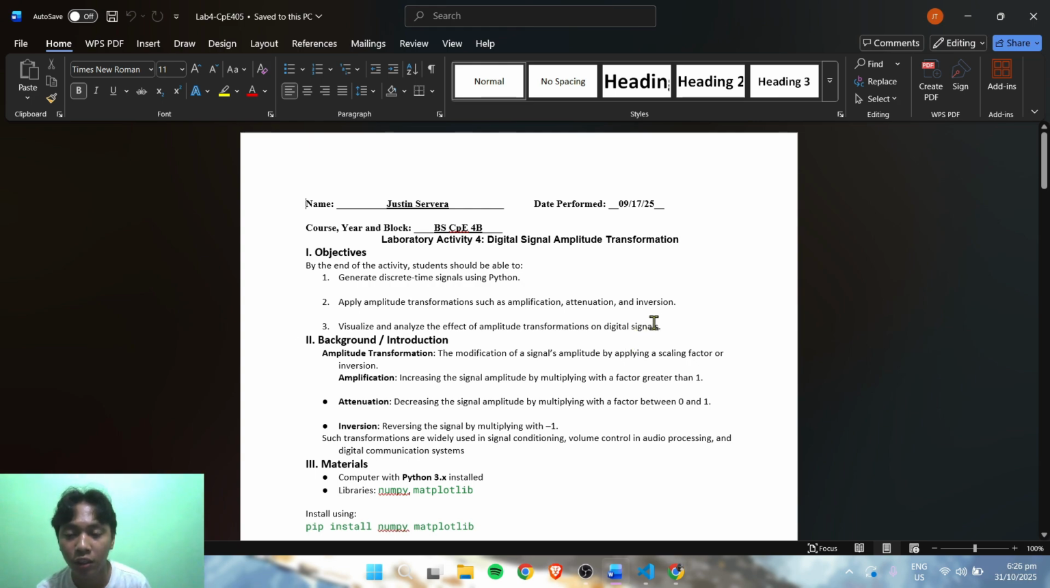Good day, everyone. This is digital signal processing. This is laboratory activity 4, digital signal amplitude transformations. So, here are the objectives.